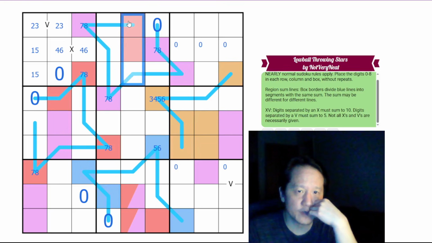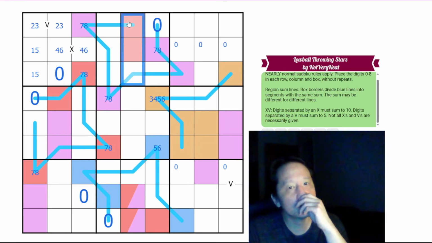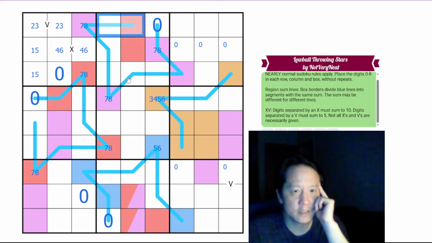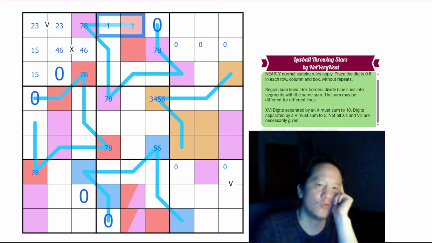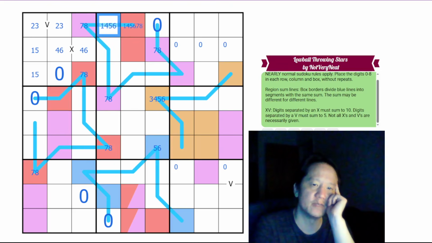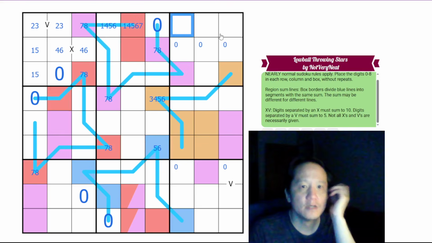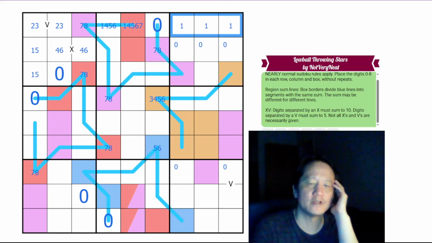Blue has to be one of these 3 digits. Okay, remaining digits in row 1. We have 1, 4, 5, 6, 7, 8. Obviously, this can't be 7 or 8. This can't be 8. So 1, 4, 5, 6, 7, 8.